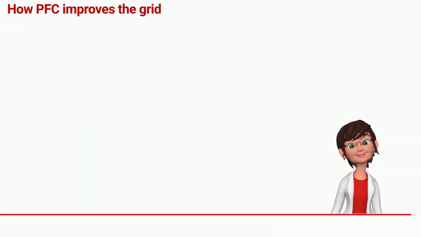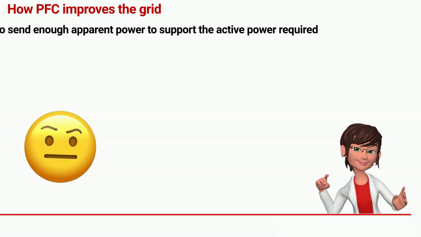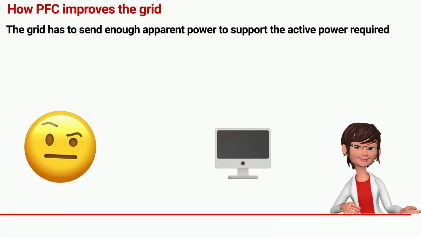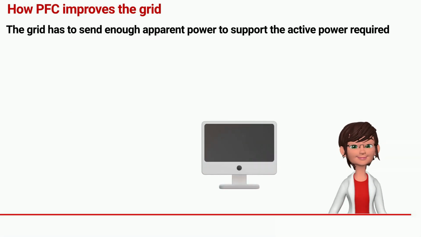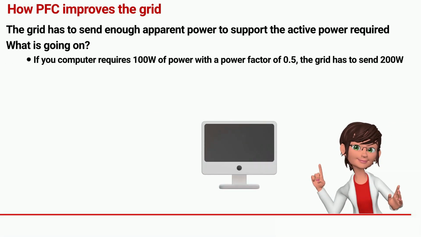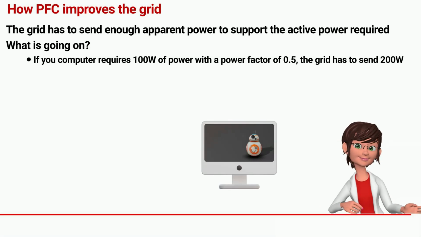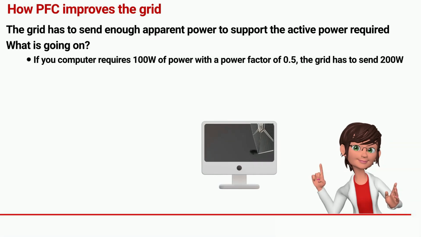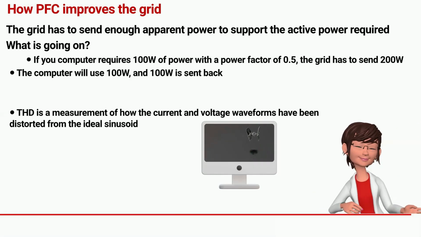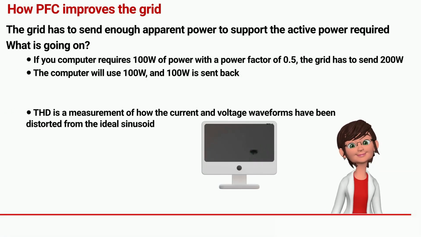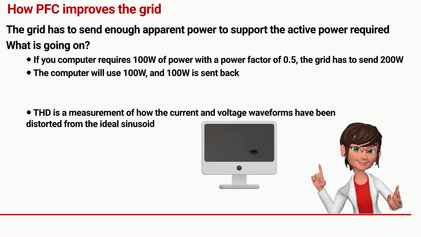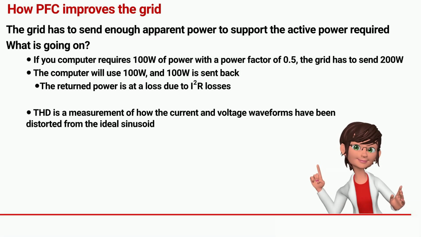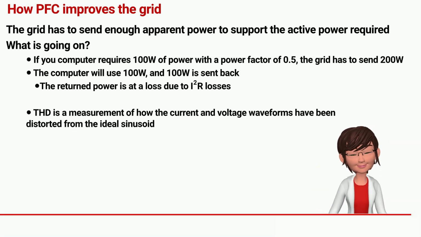So how does PFC help to improve the grid? Your power company has to send you enough apparent power to support the active power you actually require. So what is going on here? For example, if your computer's power supply has a power factor of 0.5 and requires 100 watts of power, your power company will be sending 200 watts of power. The computer will use its 100 watts and the remaining is returned back to the source, but at a loss. This is due to I²R losses in the power lines.